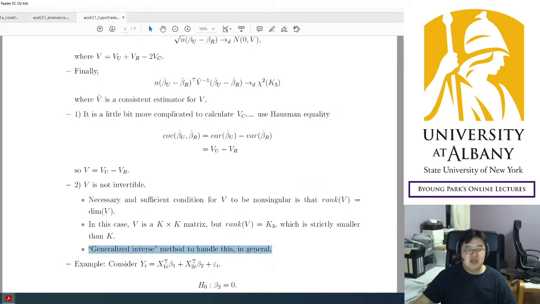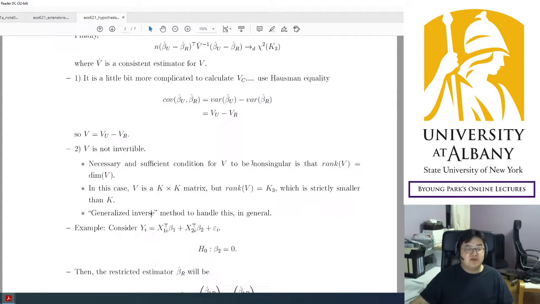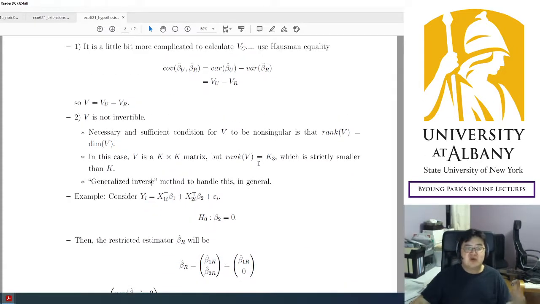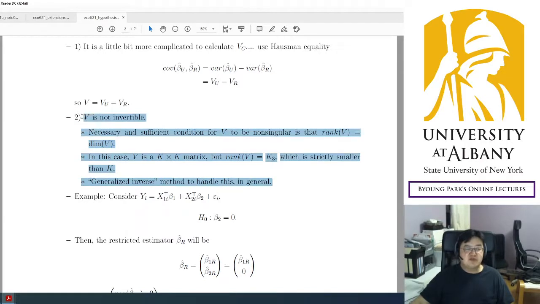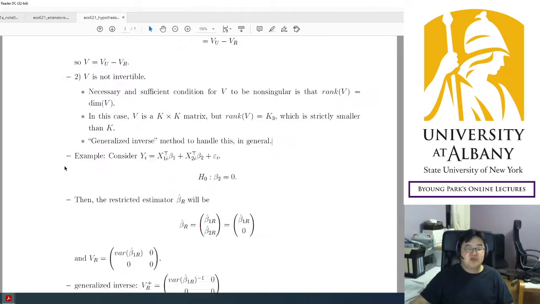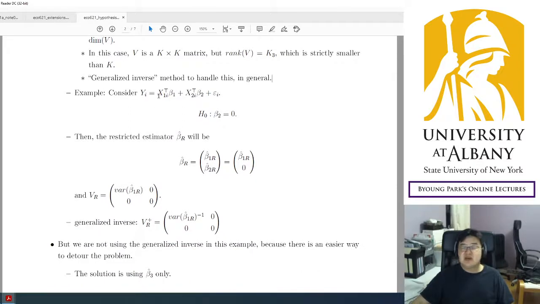But in the end, you may resolve this problem by using the generalized inverse of the matrix V. In general, however, that is also right. So to think about this more carefully, if you cannot understand what it means, think about this simple OLS example.